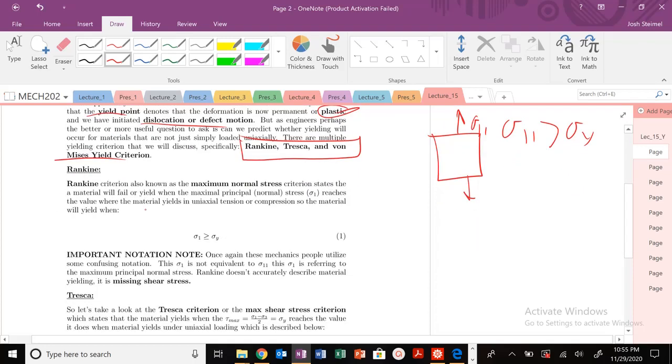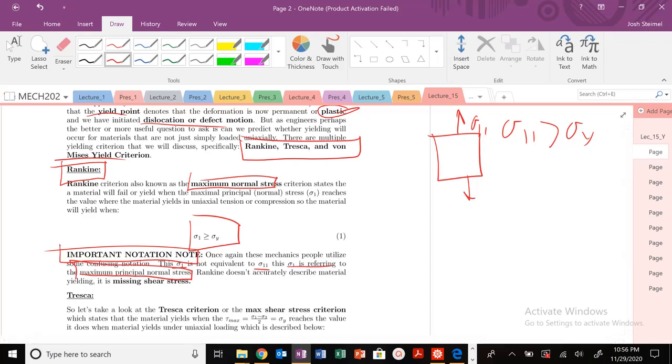There's a kind of cool but tragic history behind these yielding criteria, and really they were developed when a catastrophic failure occurred. The Rankine criterion was the first one developed. It's also known as the maximum normal stress criterion. The prediction for this Rankine criterion is simply that when our maximum principal normal stress is greater than my yield stress, that material yields. Now, it's very important to note, sigma 1 is not the sigma 1,1. This sigma 1 is referring to the maximum principal normal stress. Again, confusing notation, but definitely make sure to know that.